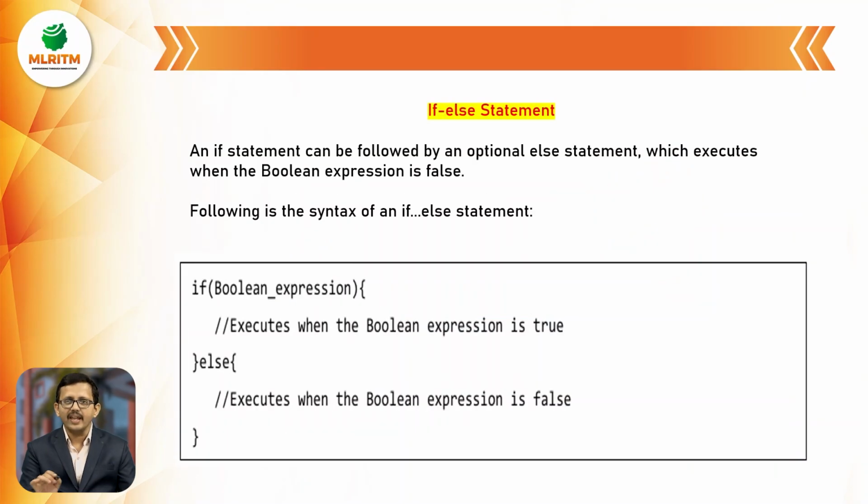Next, we have the if else statement. As I told earlier, the if block happens only when the condition is true, and else happens if the Boolean expression is false. An if statement can be followed by an optional else statement, which executes when the Boolean expression is false. The else statement is always optional. Following is the syntax: if Boolean expression, executes when the Boolean expression is true, else executes when the Boolean expression is false. This is the syntax of our if and else statement. Let us again see this with an example so we can understand it easily.